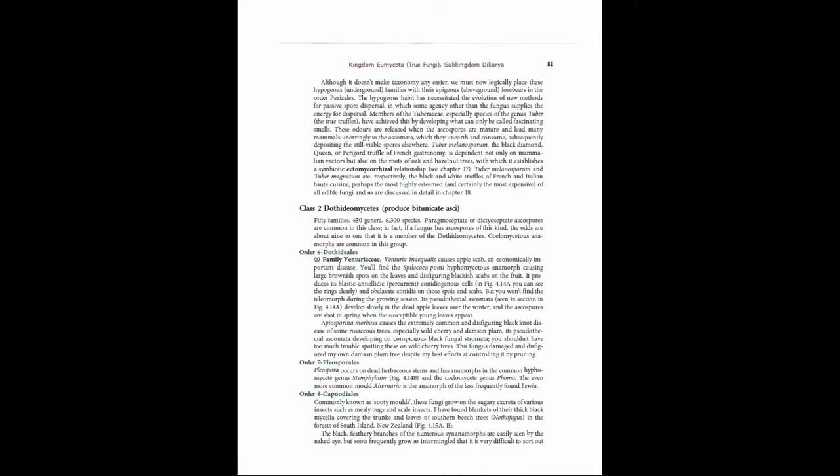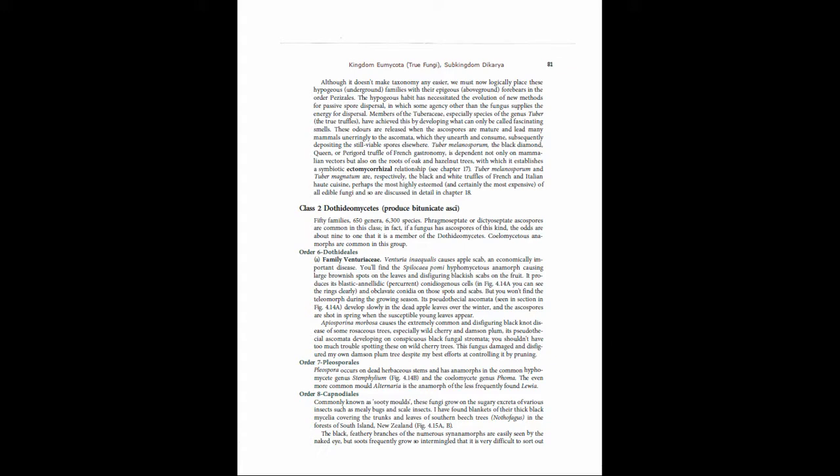Apiosporina morbosa causes the extremely common and disfiguring black knot disease of some rosaceous trees, especially wild cherry and damson plum. Its pseudothecial ascomata develop on conspicuous black fungal stromata. You shouldn't have too much trouble spotting these on wild cherry trees. This fungus damaged and disfigured my own damson plum tree despite my best efforts at controlling it by pruning.